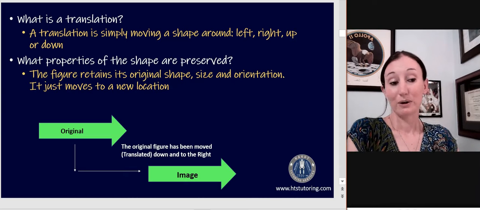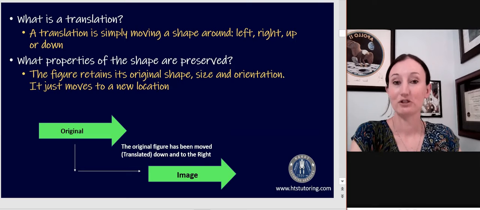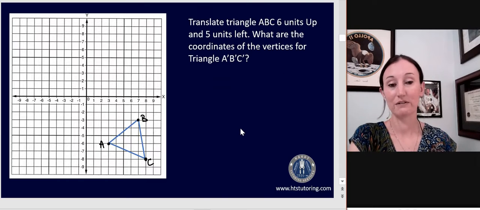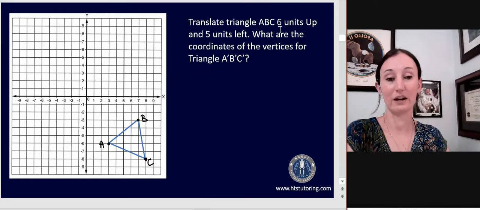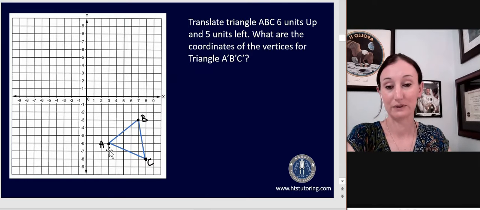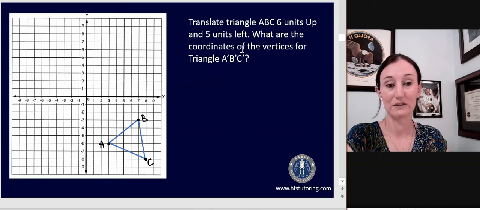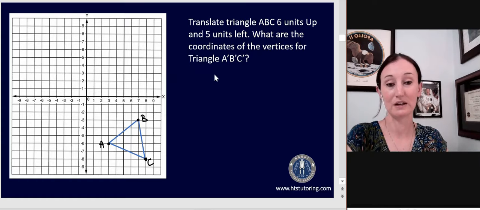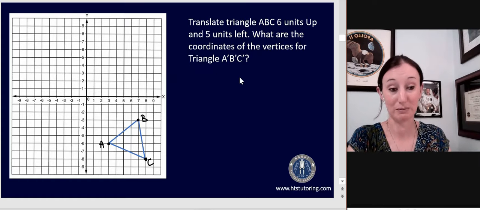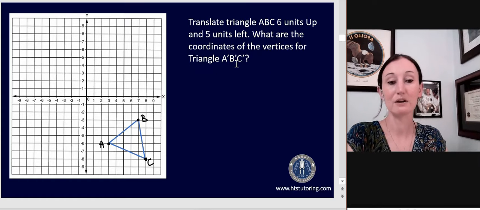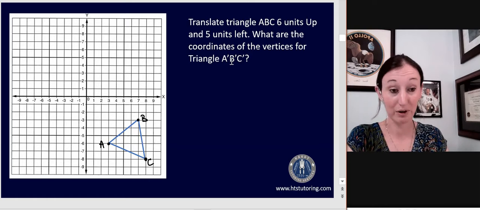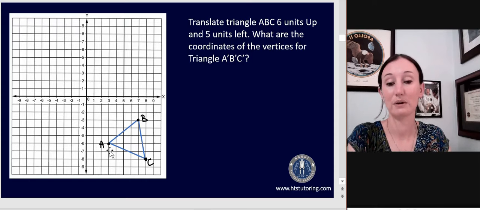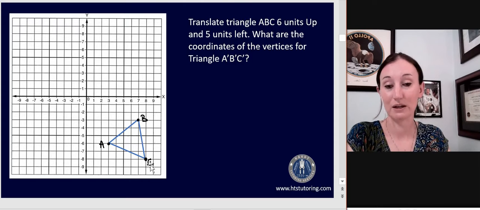So now we're going to work some examples, actually translating shapes so that you get comfortable doing this. On our first example, it says translate triangle ABC 6 units up and 5 units left. What are the coordinates of the vertices for the triangle A prime, B prime, C prime? This is an important notation. That prime means that that's our image. That's the new figure.